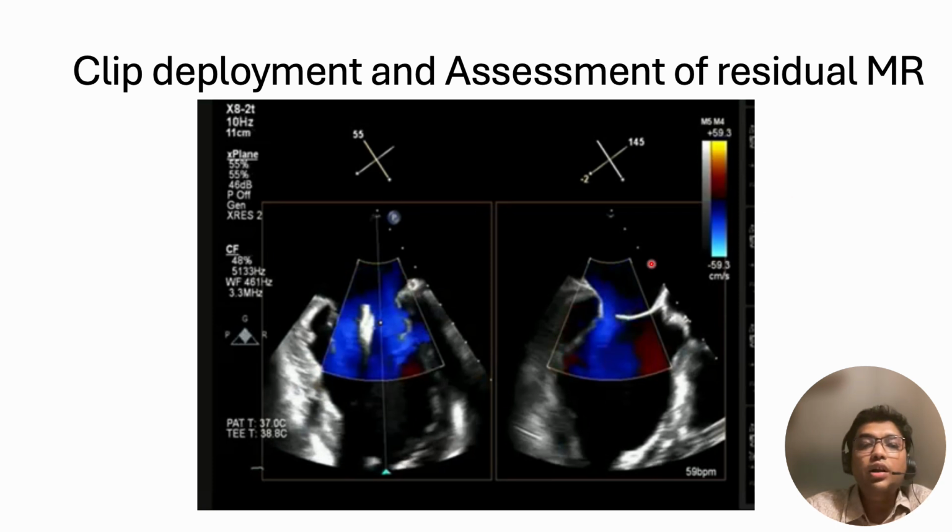And if the gradient is not too much and is acceptable, but there is still an adequate MR jet that you can see over here, by putting an X-plane through the particular jet, you can put another, or more than one, clip for a successful TEER management.